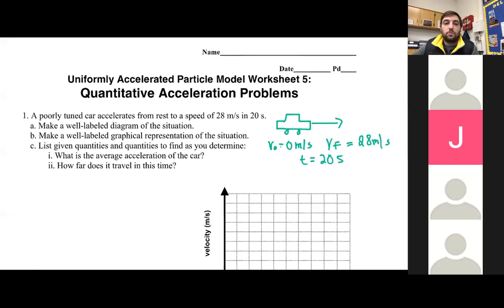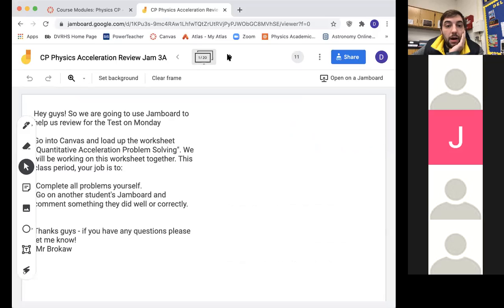And then guys, if you look on the jam board, I'll share it with you guys, on the first page of the jam is where I have all of the formulas. Oh, no, I don't. Let me, 1 sec here, guys. They're on 2A's jam, so let me go grab them from there.